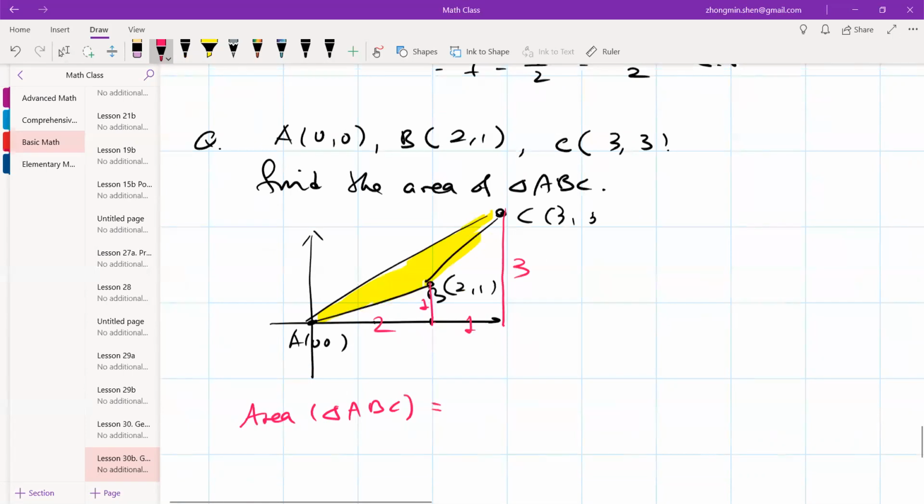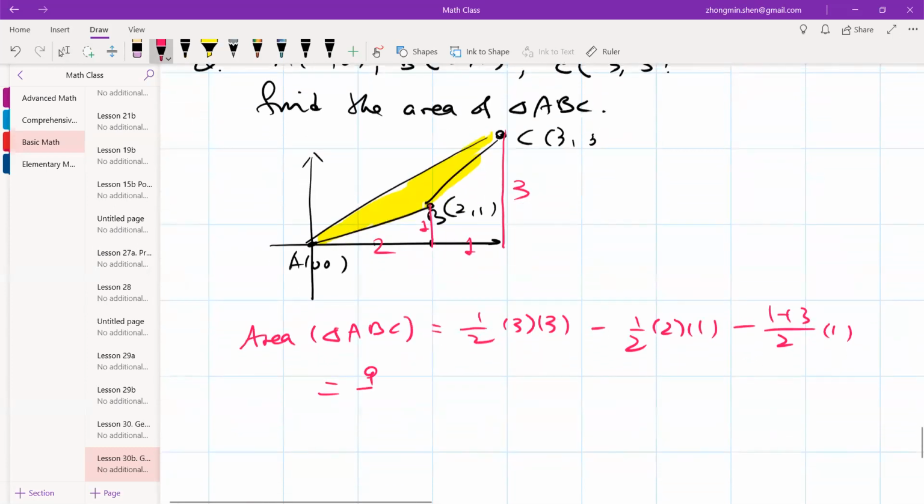So the area of the larger triangle will be 3 times 3 divided by 2, minus the area of the triangle at the bottom, 2 times 1 divided by 2. Then I have to subtract the area of the trapezoid, half of 1 plus 3, multiplied by 1. That's it. So it's going to be 9 over 2 minus 1 minus 2, so minus 3. So it's 3 over 2, which is 1.5. Great. Good job, Grant.